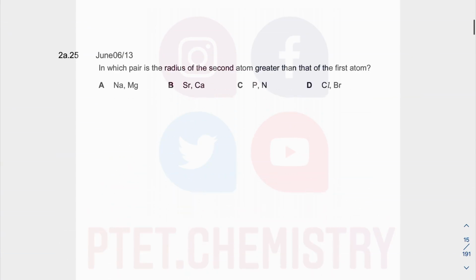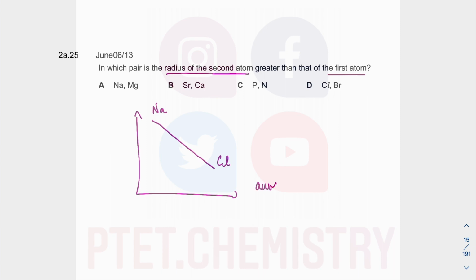In this next question, 25, we're talking about the radius of the second atom being greater than the first atom. So we're talking about atomic radius. Atomic radius from your sodium to chlorine decreases that way. So this is across a period, or you can think about the proton number or atomic number. So this is atomic radius. We will have magnesium somewhere there. Magnesium is smaller than sodium, so the second atom is smaller than the first atom. It's not what you want. So we can cross out A.